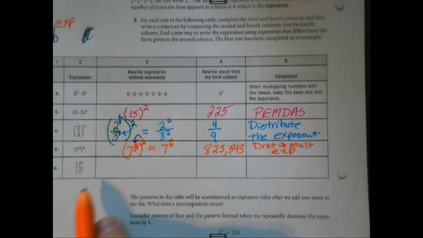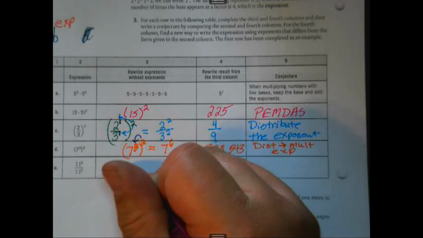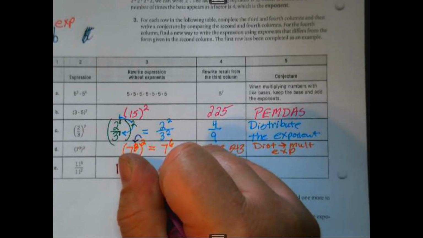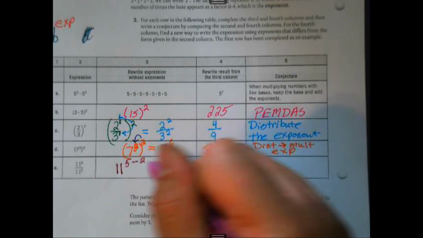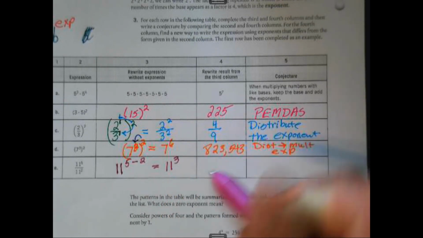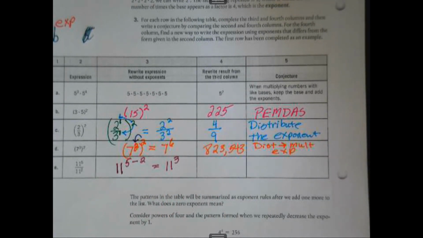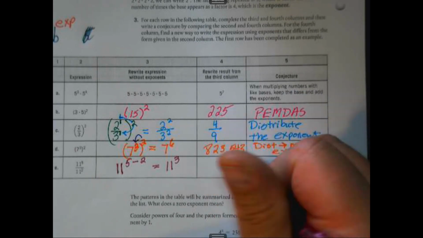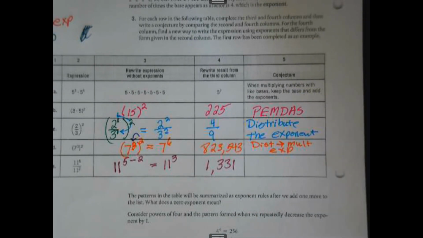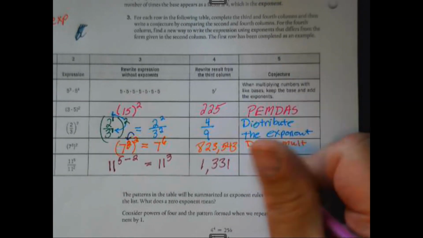When I have division with the same base, we're going to subtract the exponents. 5 minus 2 equals 3, so 11 cubed, 11 times 11 times 11, 1,331. So subtract exponents.